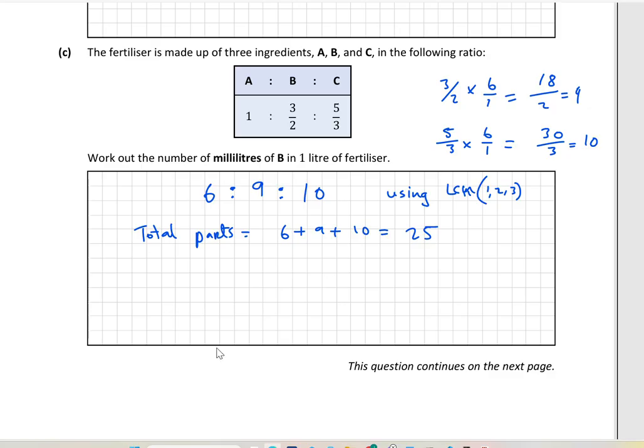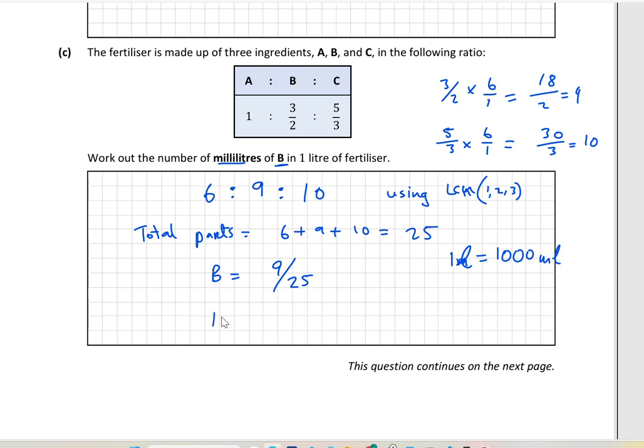So to determine the portion of B, B is 9 over 25. To convert it into milliliters, that's 1 liter, which is 1,000 milliliters.